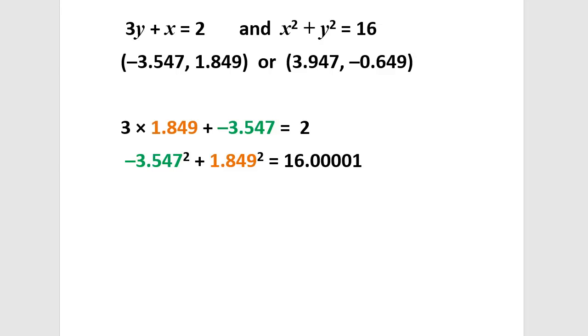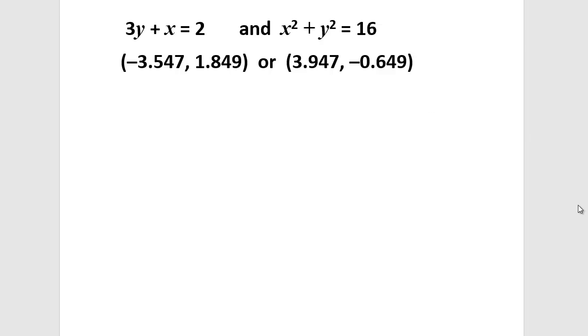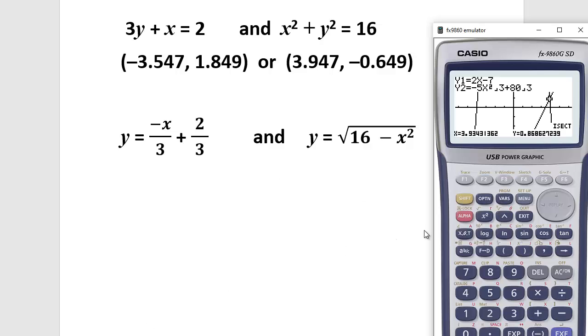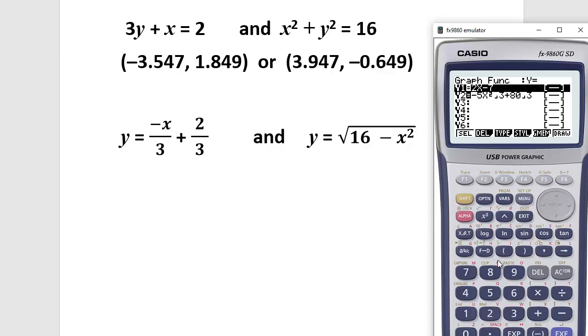I'm confident they're good. I can also graph them, but we have a bit of a problem with the y squared. When you rewrite them in this form, it does work, except that this only yields the top of the circle. But that's alright. We can exit out. We'll type in minus x over 3 plus 2 over 3 for my first line, and then square root. You have to bracket it or it's not going to work. 16 minus x squared in brackets.